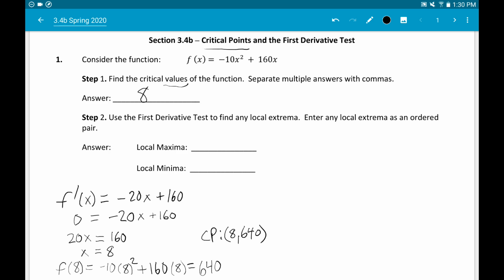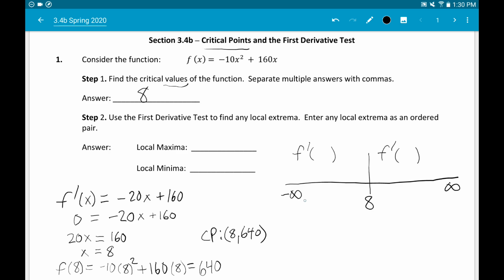All right, the critical point, 8, 640, is where you can possibly have a local min or a local max. So we're going to do a sign chart for increasing, decreasing, just like we did in 3-4a. Okay, build your number line, put your x value on it, plug in test values into the derivative for each interval that creates.